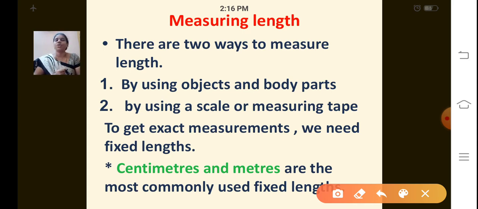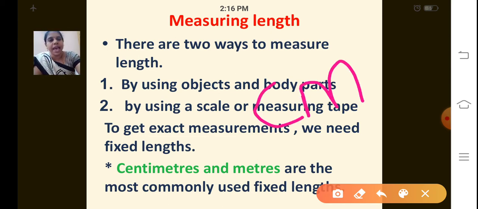That we'll see now. So how will we measure the length? Yes, we use centimeters and meters to measure the length. See, cm for centimeter and m for meter. Centimeters and meters are the most commonly used fixed lengths.